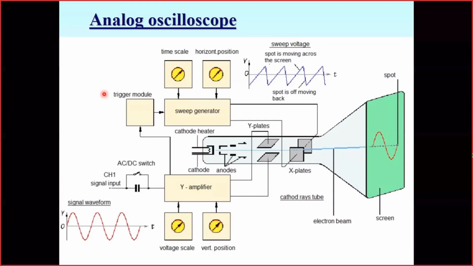So, the construction of the scope, how it's designed. This is a view of the analog oscilloscope. What do we actually have here? First of all, we have the sweep generator. The heart of the analog scope, I would say the most important part of its operation, was the cathode ray tube.